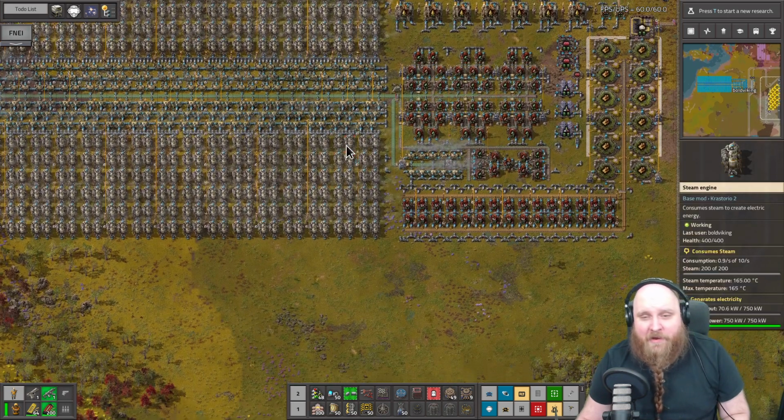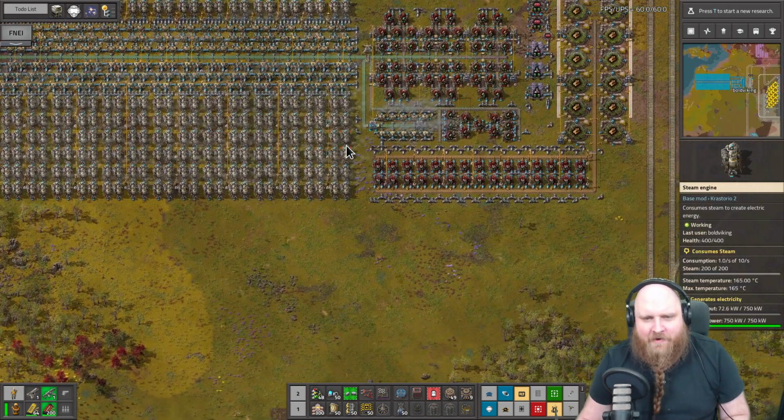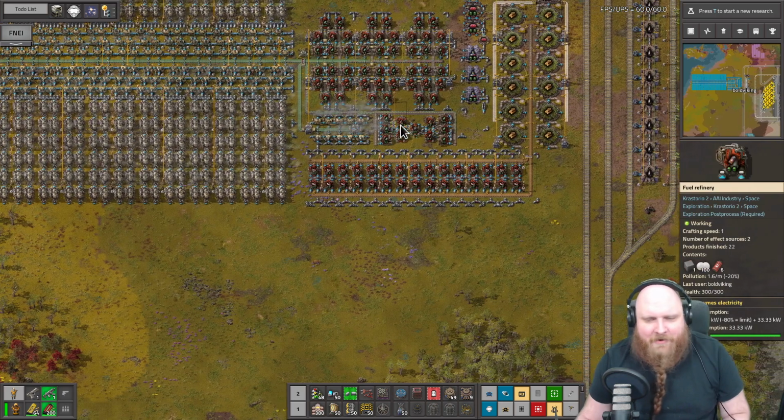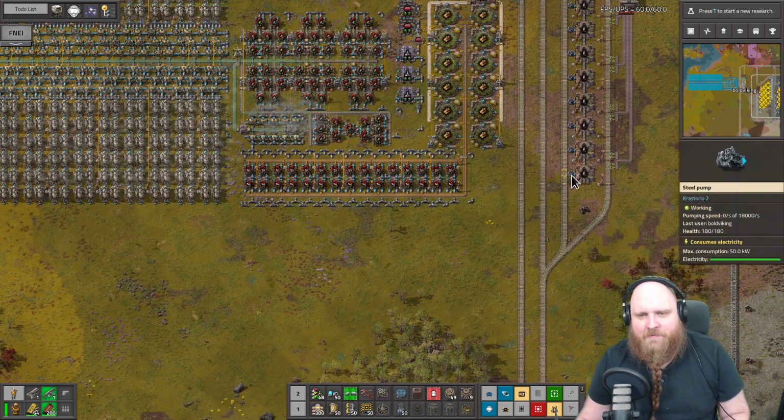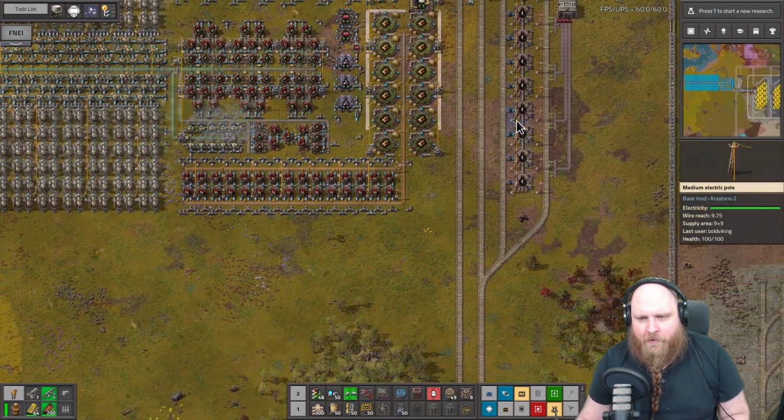Also keep in mind your power plants should never be running at 100% capacity either way. Because if you run your power plant at 100% capacity, things are going to go bad.